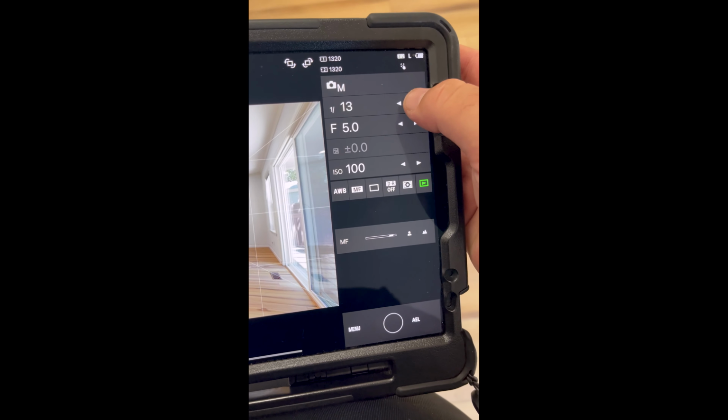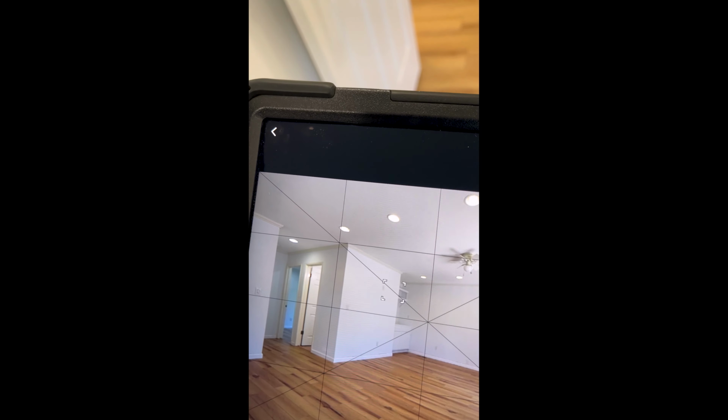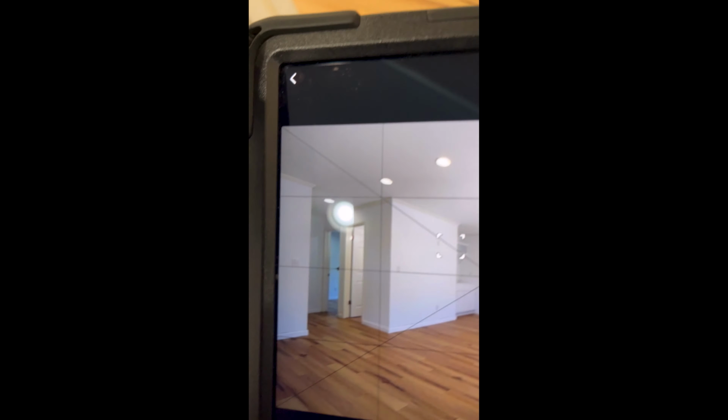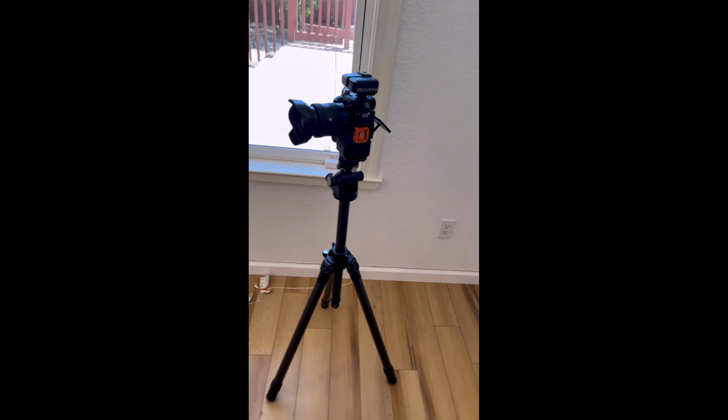See? Now the A7 IV at that kind of a range, here's me walking back to the camera, is really not going to be as strong.